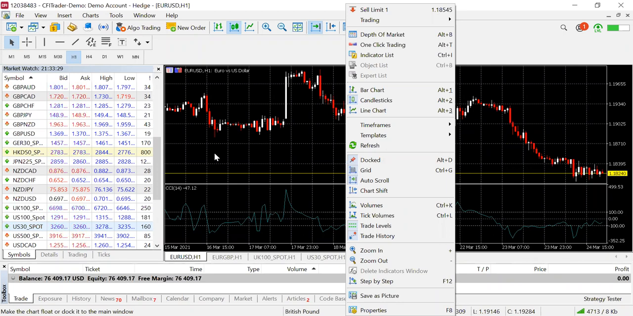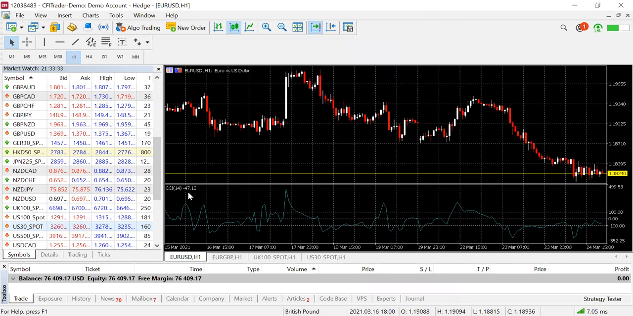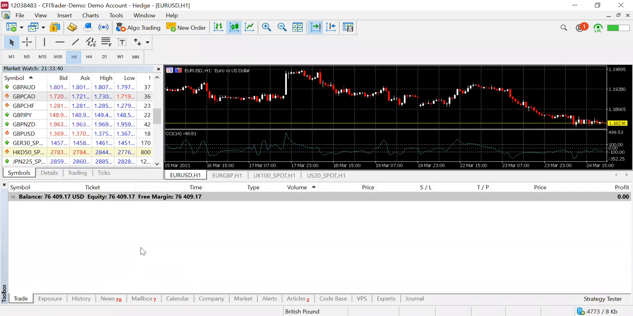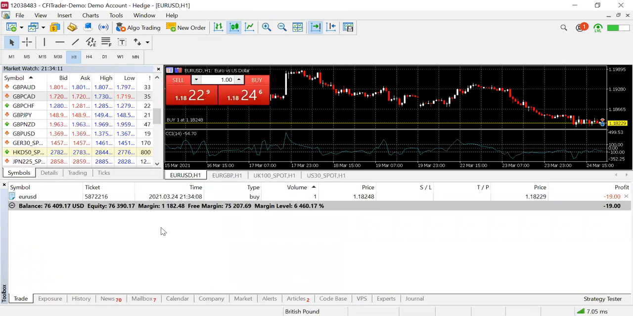So this is it with the charts. Now let's go back to the bottom with the toolbox. I'm just going to expand this a little bit. As you already saw before, when I was placing the trades, they appear in your toolbox here where it says Trade. Then you have the balance, the equity and the free margin. And if I place an order, let's go quickly here, another option will appear, which is my margin and my margin level as well, okay?